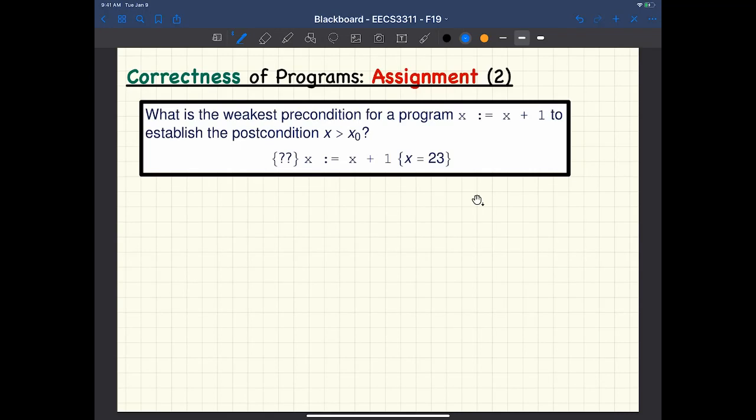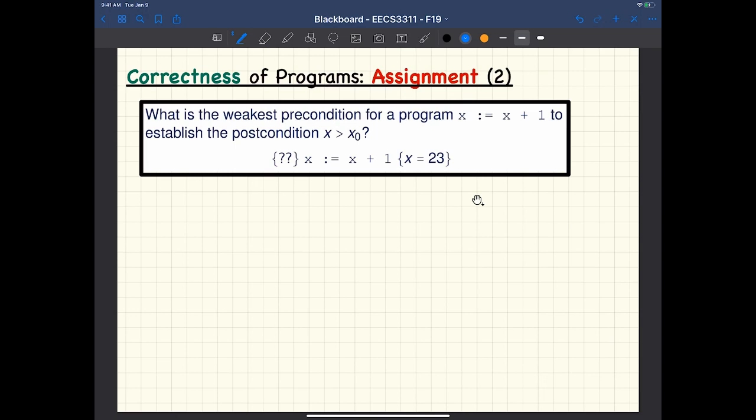Well, what will be the WP over here? x equals 22? If you think about it, it makes sense, right? In order for me, after incrementing x by 1, to get x equals 23, of course x got to be equal to 22. It makes sense, right? We'll start with something very simple. But how do you calculate that very quickly?